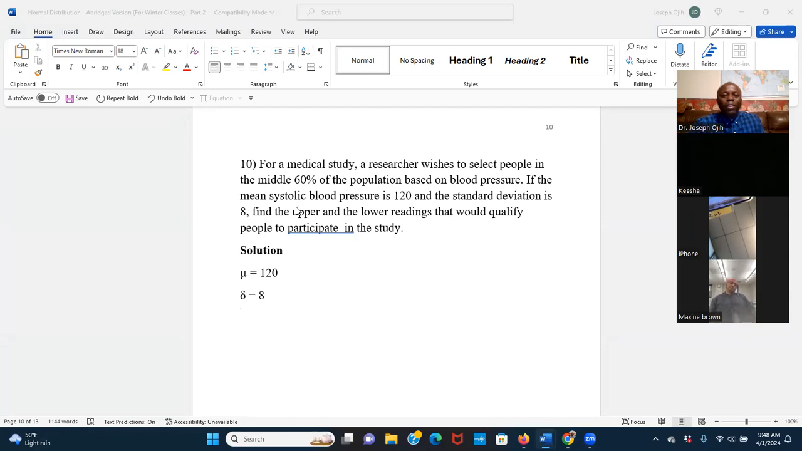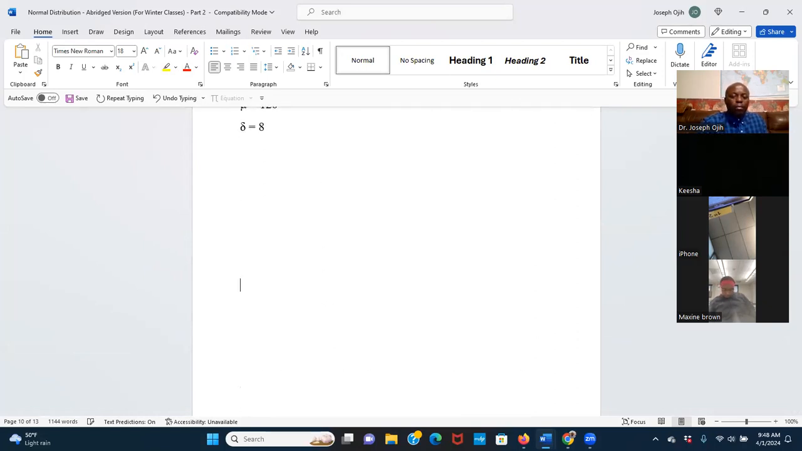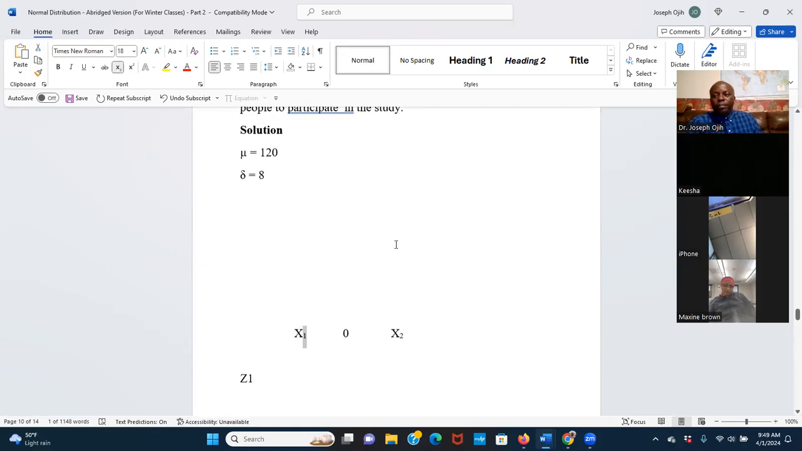You're asked to find the upper reading and the lower reading to qualify. That means we're going to have two X values, X1 and X2. Let me illustrate this with a diagram. We have X1, the center 0, and X2. So we're going to need two Z's, Z1 and Z2. Let me make some adjustments here. X1 will represent the lower reading and X2 will represent the upper reading. So we can now put this together, put the lines.